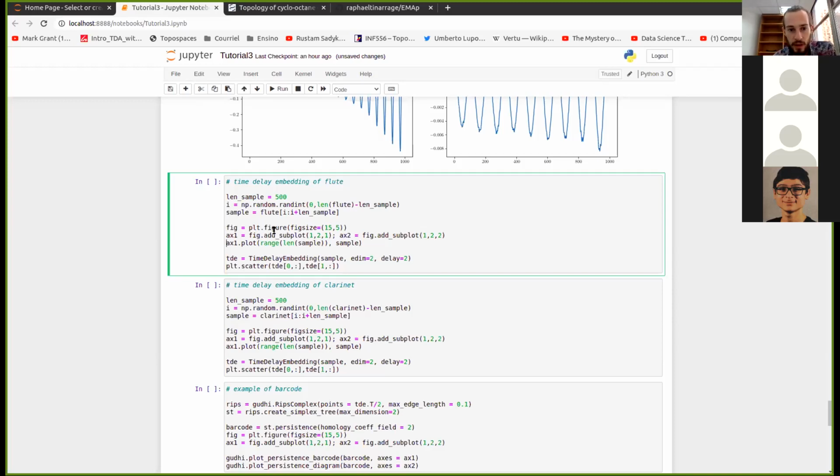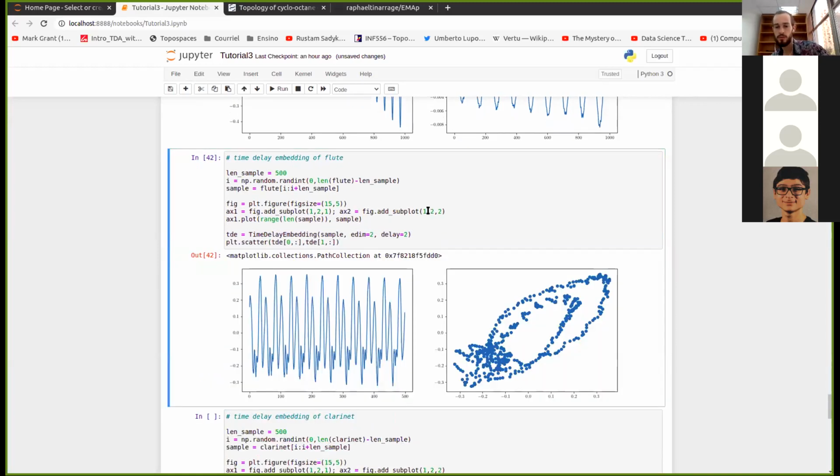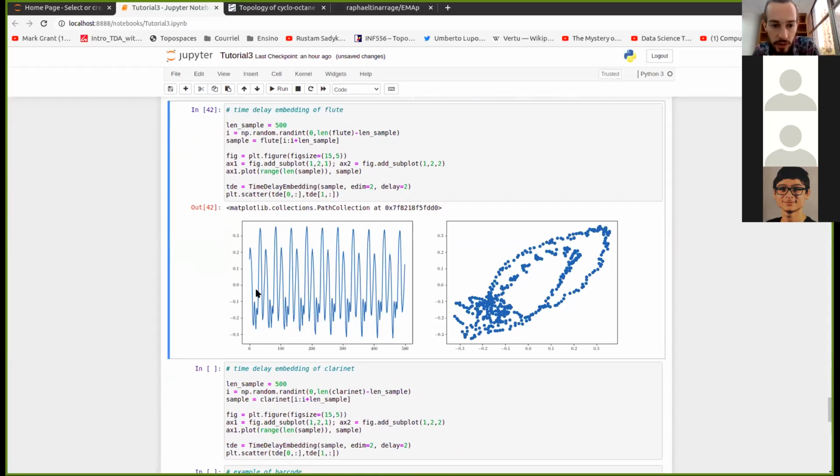Then here I plot my sample. Then I compute the time delay embedding and I plot the time delay embedding. So this is a random sample of the flute. And this is the time delay embedding I obtained.